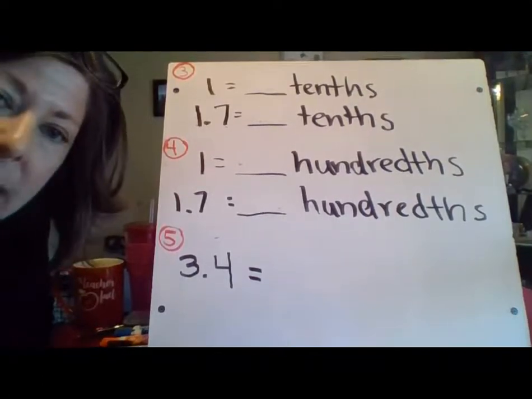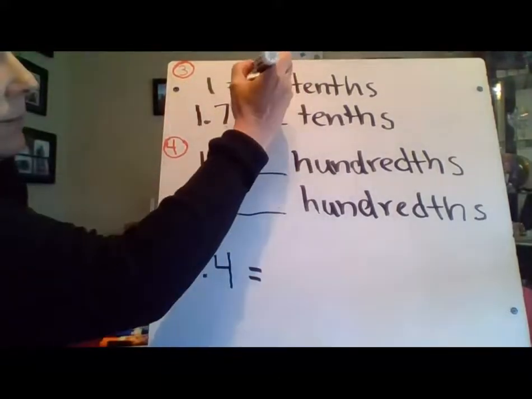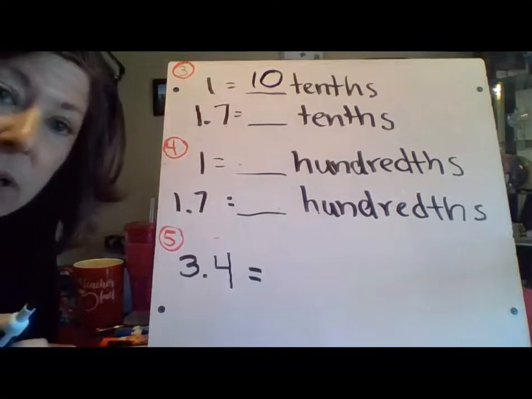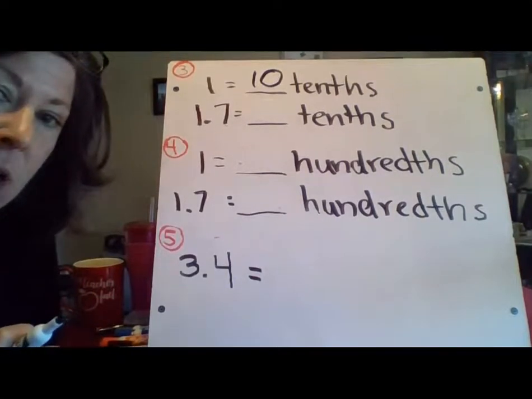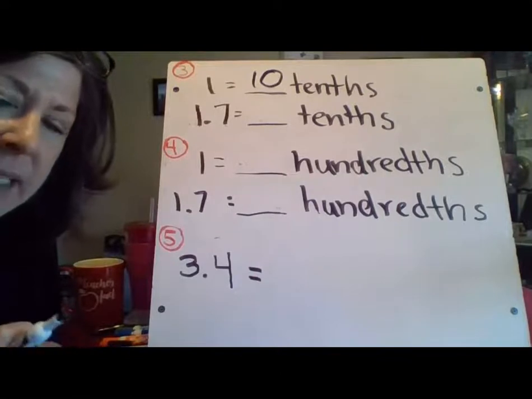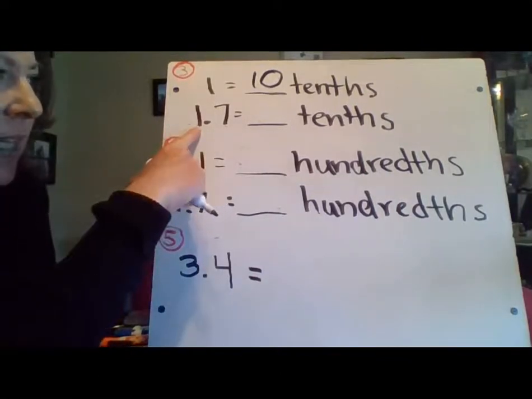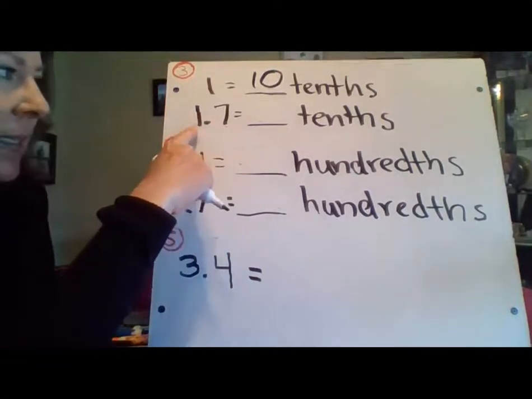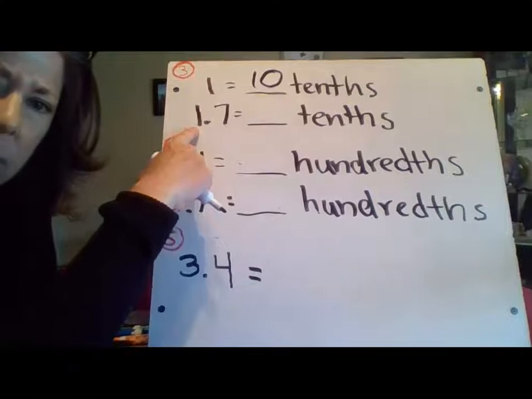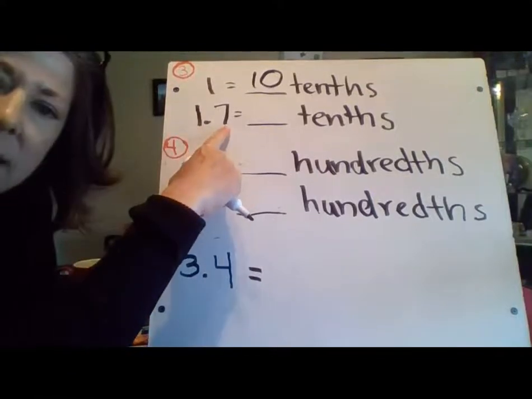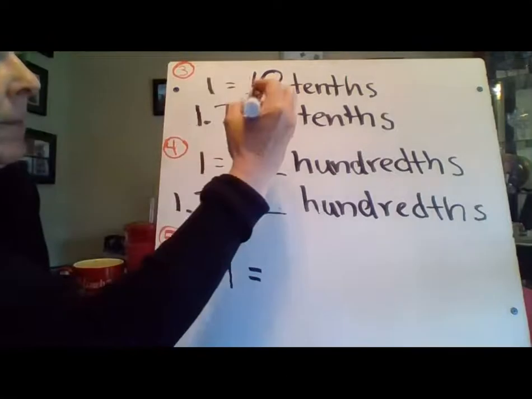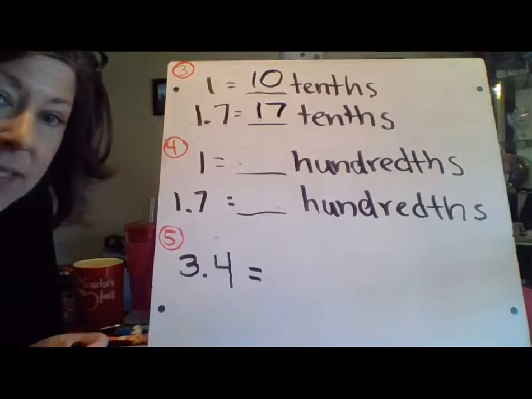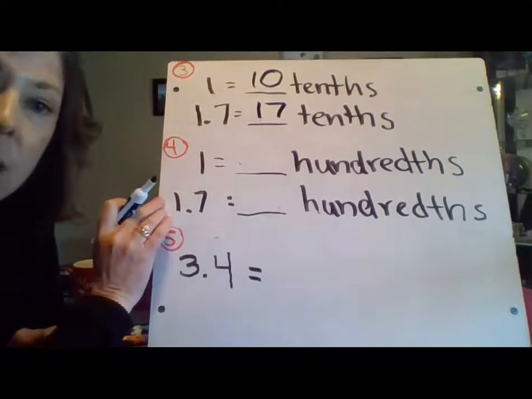I have 1 whole. I know that 1 whole equals 10 tenths, and hopefully you had that answer before I even wrote it. So if 1 whole is 10 tenths, then 1 whole and 7 tenths is, well, 1 whole is 10 tenths plus another 7 tenths, which would be 17 tenths.